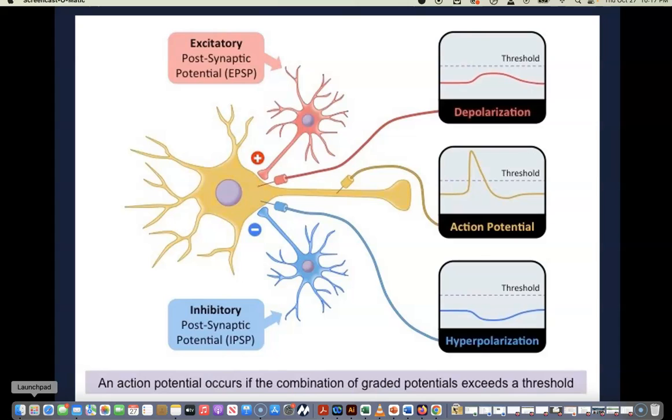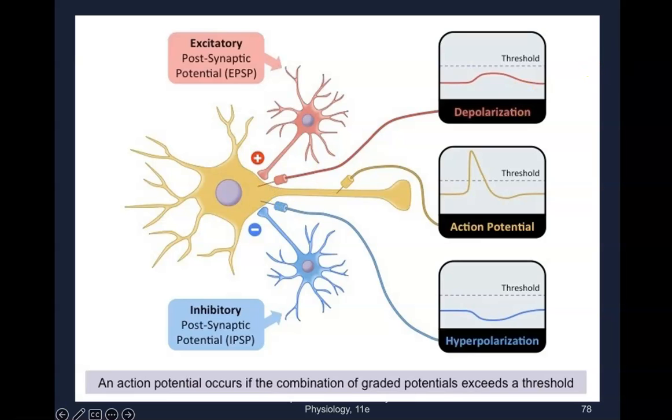How that is going to happen is that we have to cause enough of a change in the dendrites and the cell body so that our trigger zone hits this threshold point. All along here we have these gated channels, and all along our cell membrane, remember, it's going to be more positively charged on the outside and more negatively charged on the inside.